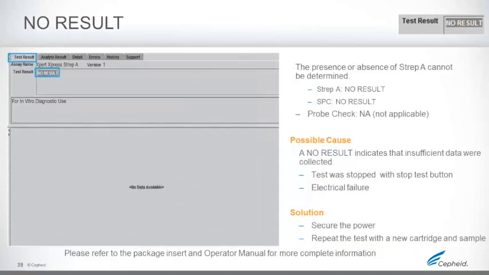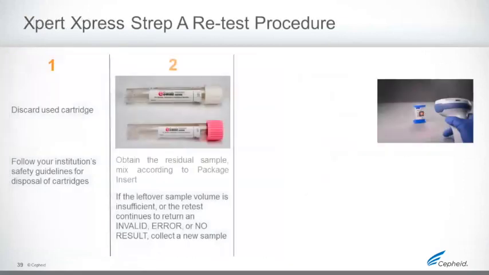A no result is defined as the presence or absence of Strep A cannot be determined. The Strep A and the SPC both report a no result. Some possible causes may be that the test was stopped with the stop test button or there was an electrical failure. The solution is to secure the power and repeat the test with a new cartridge and sample. Please refer to the package insert and operator manual for complete information.